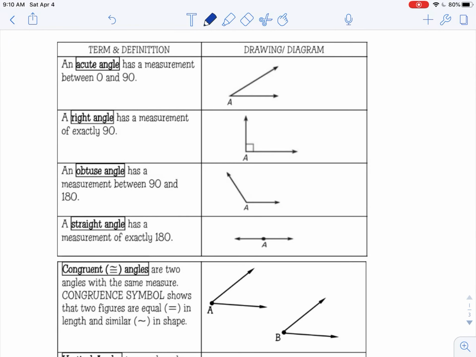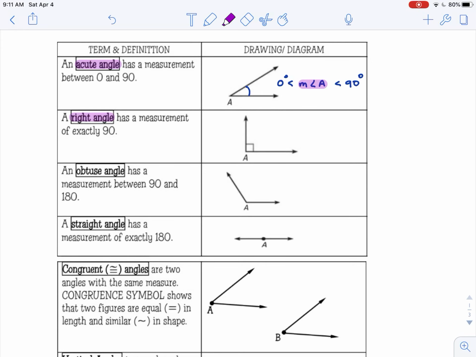Okay, so first thing, acute angles. An acute angle has a measurement between 0 and 90 degrees. To find the measurement, we look at the degrees that are formed between the two rays. The measurement for angle A has to be greater than 0 degrees, but less than 90 degrees. So the measure of angle A has to be less than 90, but greater than 0.